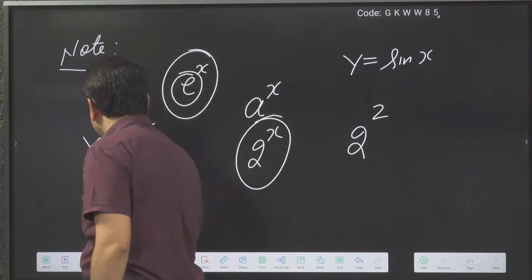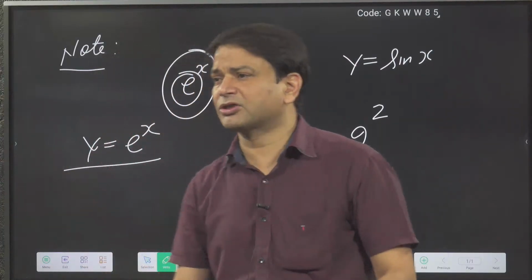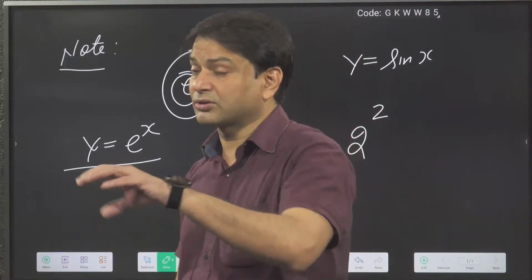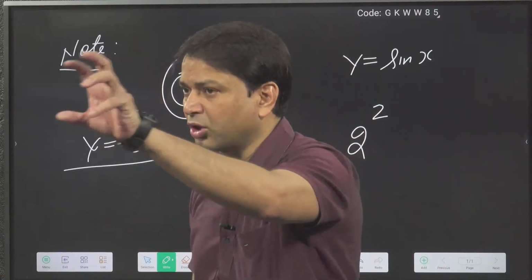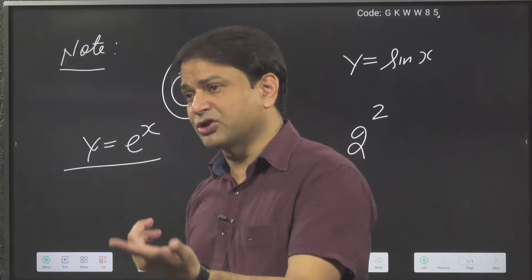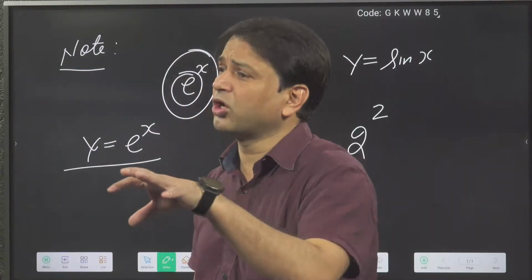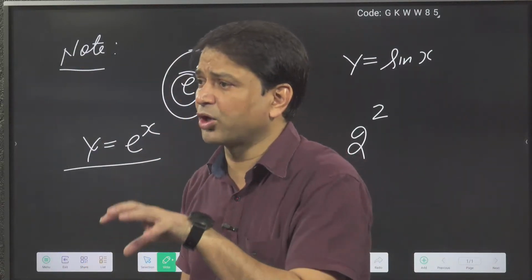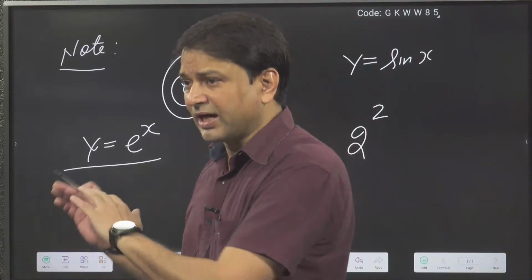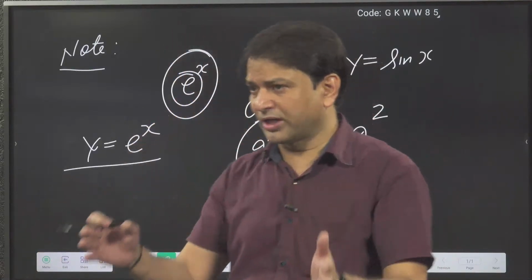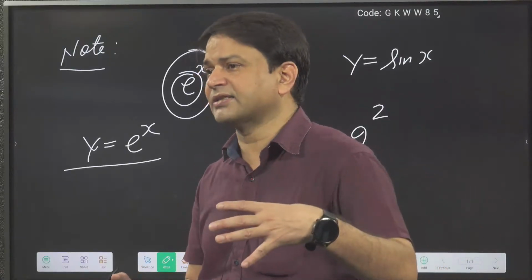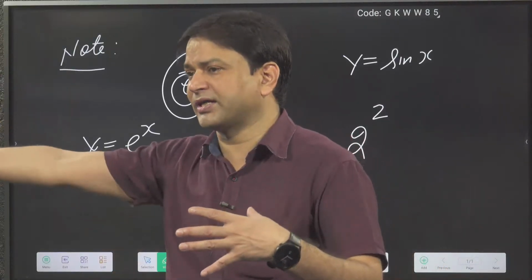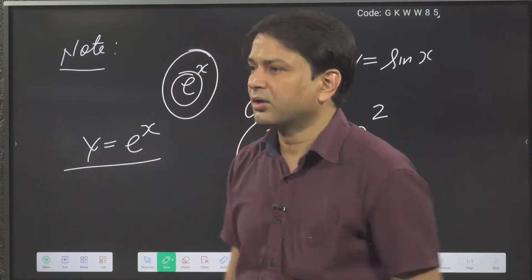Like y is equal to e to the power x. What is the dimension of x? X is dimensionless. Why? Because it is a power. What is the dimension of y? Y is also dimensionless. Did everybody get this or not? Same as the trigonometric function, we can say the exponential function is a machine in which we take the input as dimensionless and the output we get is also dimensionless. Got it?